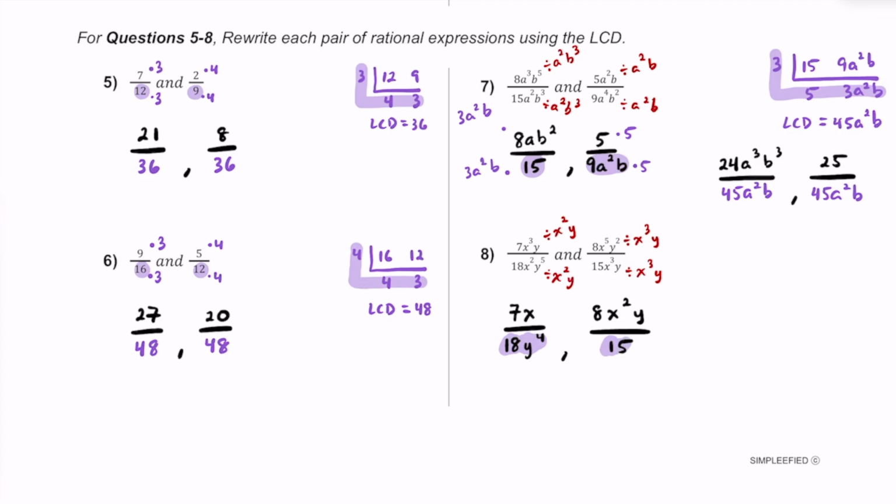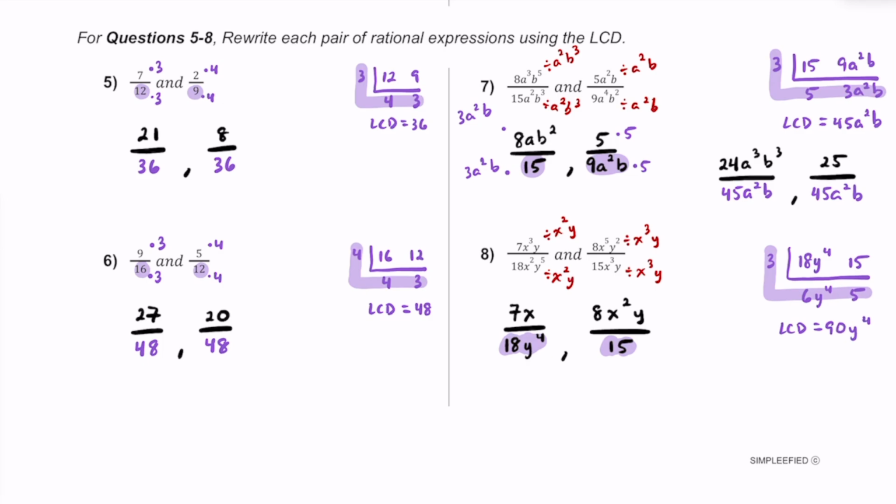Let's see if we can find the least common denominator between these 2 expressions. All right, so looking at this 18y to the 4th power and 15, in common here, I think they both have a 3, right? So 3 goes into 18 6 times, it's going to be 6y to the 4th power, and 3 goes into 15 5 times here, right? So I think that's all that they have in common. So our LCD is going to be the product of these factors here. So the least common denominator here, it looks like, is going to be 90y to the 4th power.